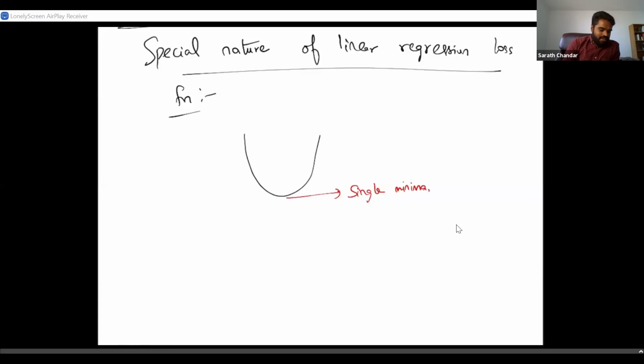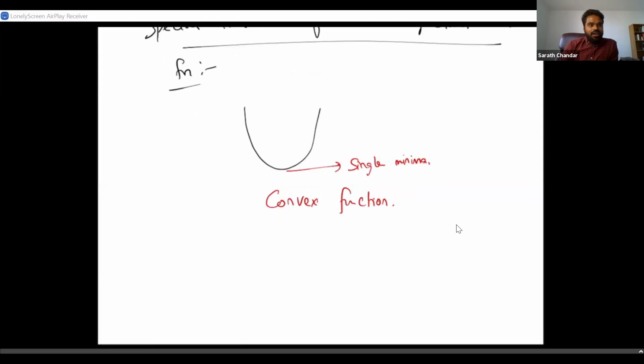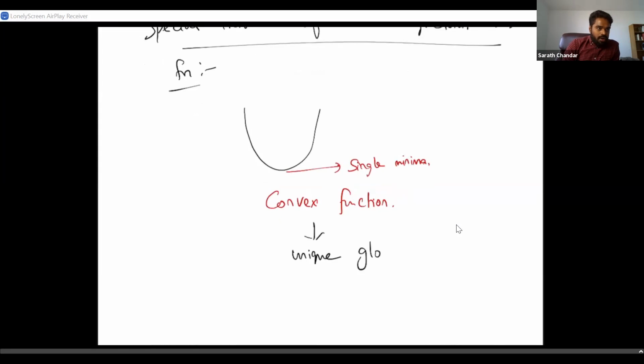Now, this is an example of a convex function. You will be reading more about convex functions in your next week's reading. You could do it earlier if you want. But one thing that you should know about convex functions is that all convex functions have a unique global minimum.